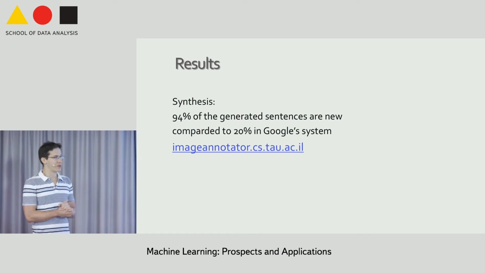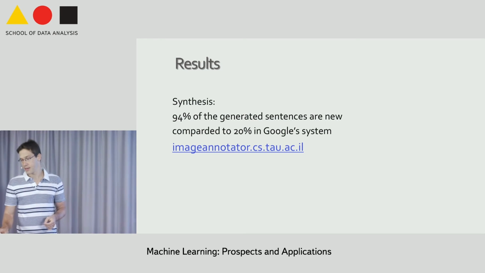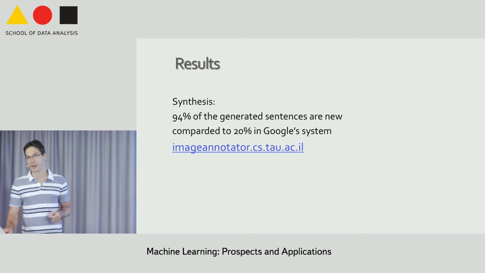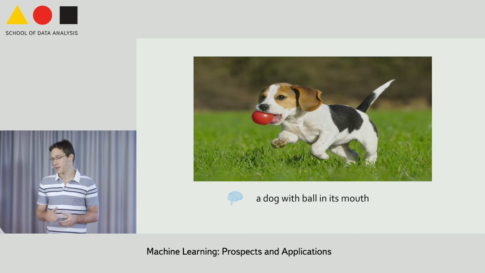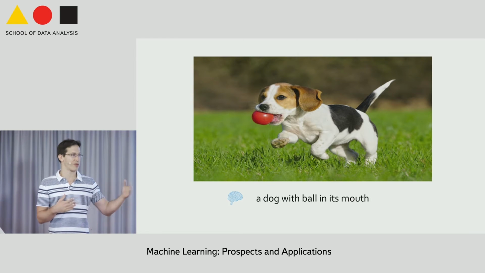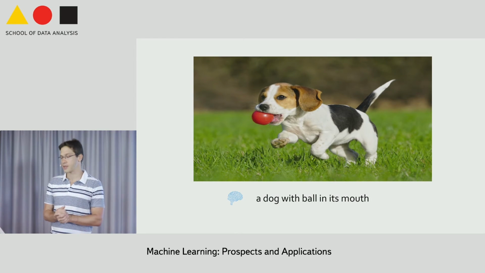Our system, which you're able to access yourself and test for yourself, is available at imageannotator.cs/ACIL. It's actually kind of nice in that it's very liberal. It produces new sentences, not just sentences that it saw during training. So I will show some examples. I will start with the good samples, and then I will move on to more and more embarrassing examples.